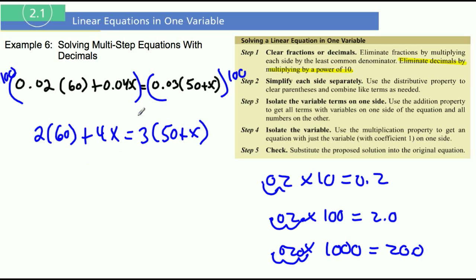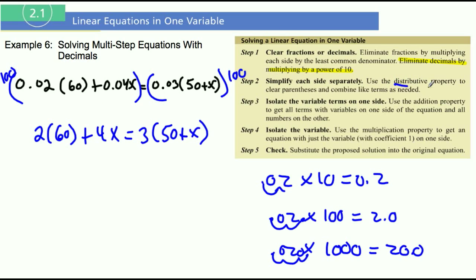That's pretty rad that these two are equivalent. All we did was multiply both sides by 100, which means that it's still an equation. It's still equivalent. We didn't change it. So now let's just solve this like a regular problem. We're going to simplify each side separately.